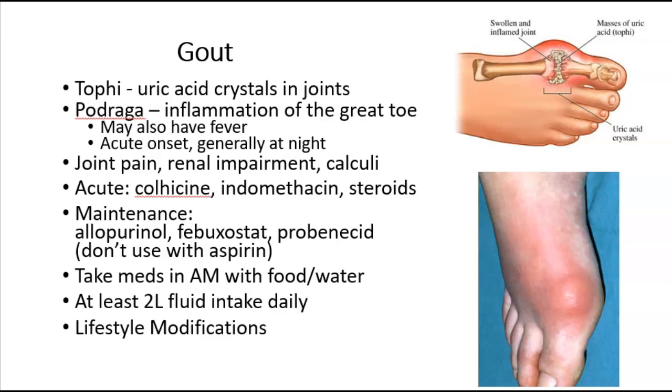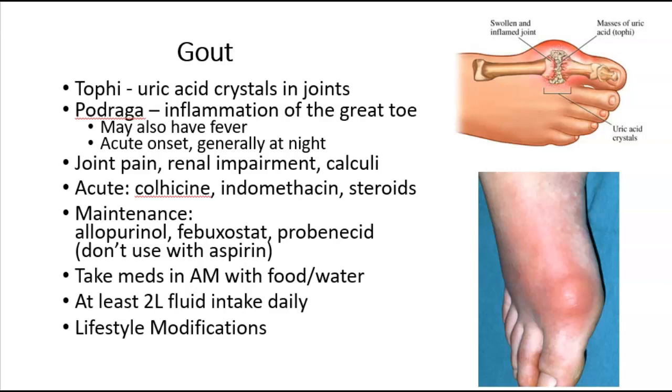So how do we treat it, right? Medications. For acute care, we use colchicine, indomethacin, some steroids. For maintenance, we use allopurinol and febuxostat and probenecid. So probenecid should not be used with aspirin because aspirin interferes with the effectiveness. But febuxostat can actually cause liver failure, and they may need a low-dose aspirin with that. And allopurinol for any patient with renal stones or renal impairment.